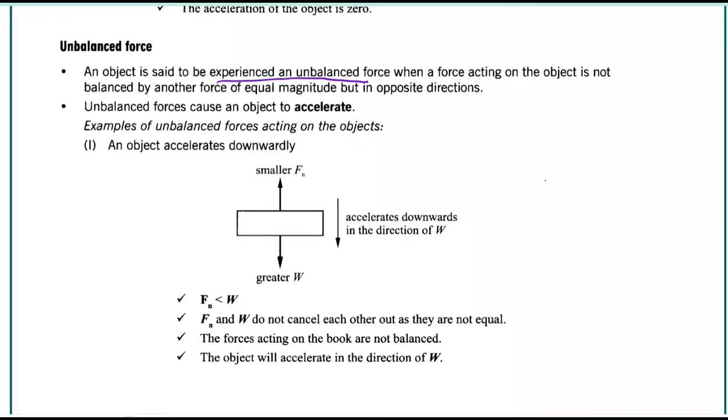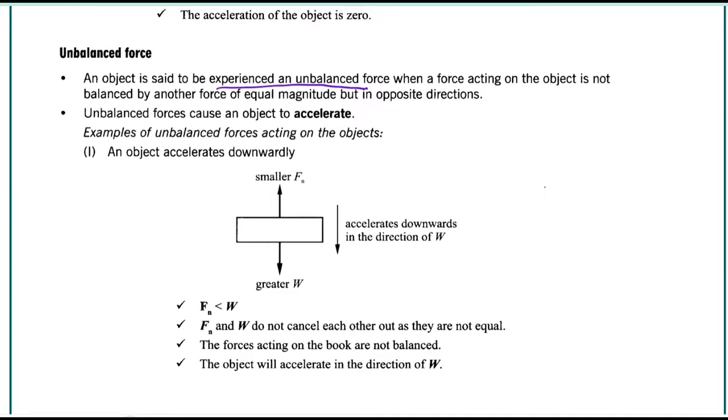An object experiences an unbalanced force when the force that is acting on the object is not balanced by another force of equal magnitude in the opposite direction. At first we were talking about forces acting, like let's say for example you have your force going at the top and the force going downwards. If they are equal, say 10 and 10, then it is balanced.